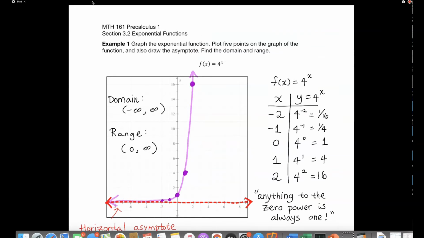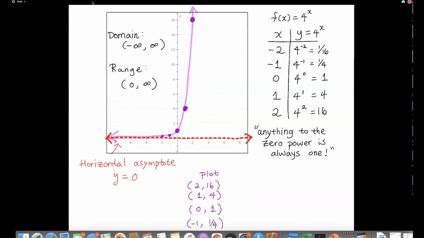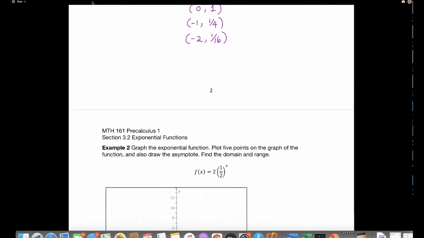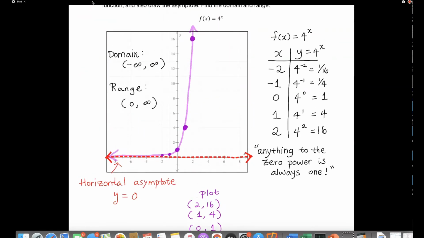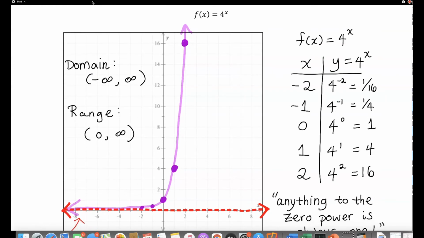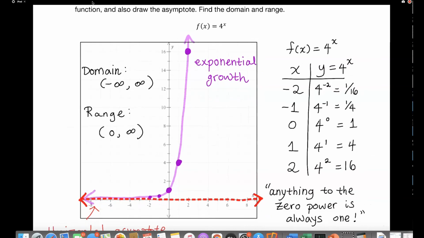I will stop this video and then I will record another one going over an exponential decay function. Now listen, you notice how this purple graph was going up from left to right, right? So I want you to add maybe just one more thing. If a graph is going up from left to right, this is an exponential growth function. Another example that I will graph with you will be an exponential decay, and in that graph, the graph will be going down from left to right.